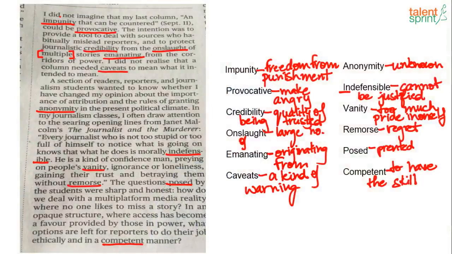So, well, guys, let's move to the second passage and try and see what is said in the second paragraph. Okay, so the author says that a section of readers, reporters and journalism students wanted to know whether he had any change in his opinion about the importance of attribution and the rules of granting anonymity in the present political climate. So here the writer says, he interacts with a lot of people. Some of them are readers, some are reporters and some are journalism students.